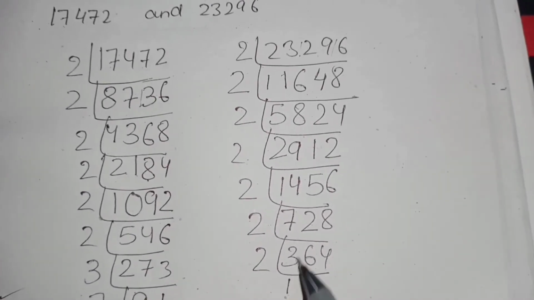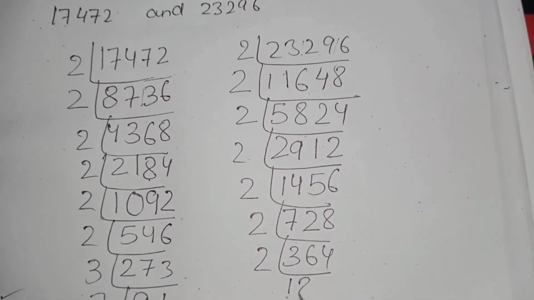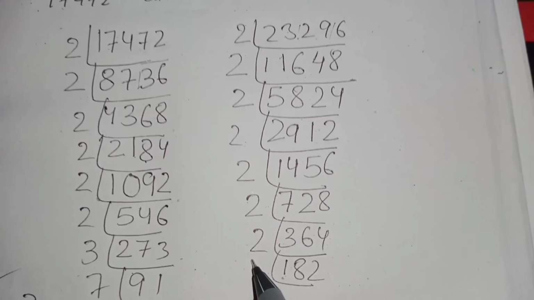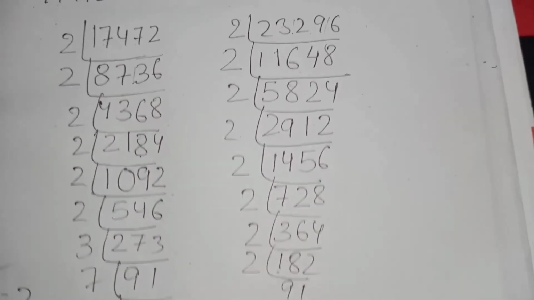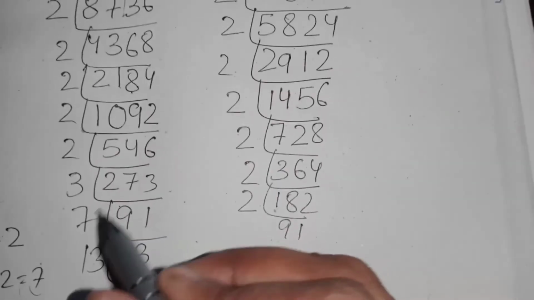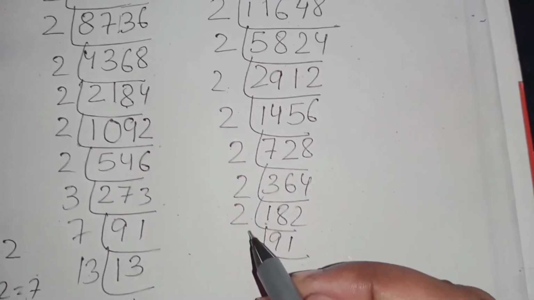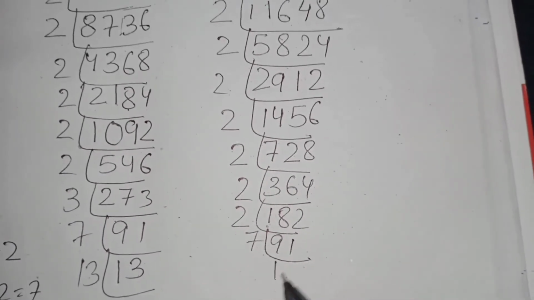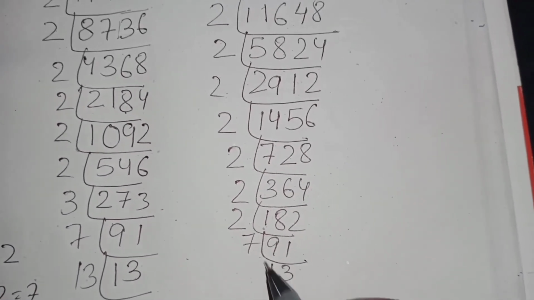2 1 is 2. 3 is there. 1 given to it becomes 16. 2 8 is 16. 2 2 is 4. Again by 2. 2 9 is 18. 2 1 is 2. Now 91 we got. We see here we have already done this, so it becomes easy for us. 7 1 is 7. 2 is there. So 7 3 is 21.